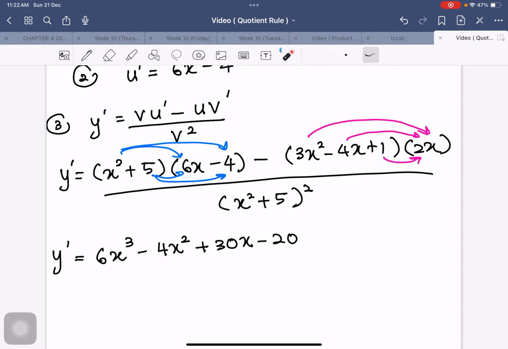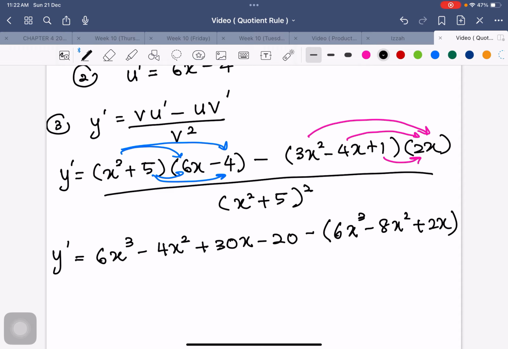And you have here minus, kan? So minus. So you kena buat dalam bracket dulu, untuk tidak confusekan awak lah. Sebab dalam ni ada banyak term, kan? Okay, kalau tak, negatif ni selalunya student akan buat salah. Negatif ni untuk yang depan sahaja. Okay? So just do in bracket first, then you expand. So, you akan dapat 6x cubed minus 8x squared plus 2x over v squared.